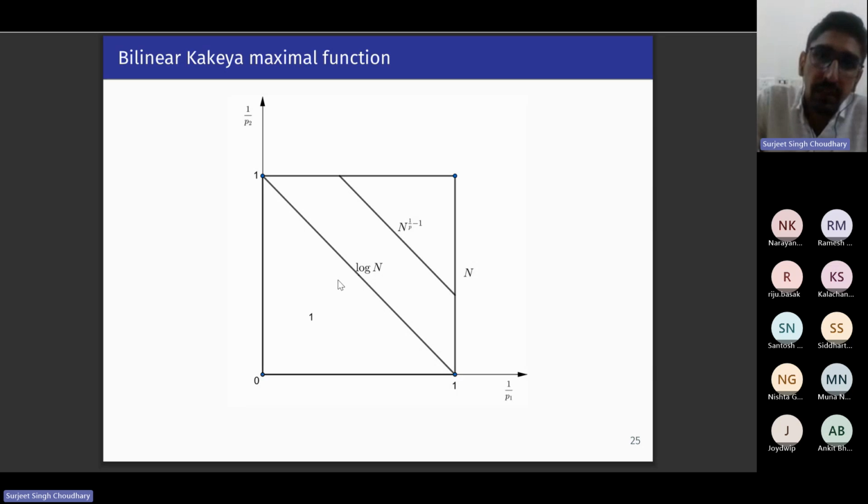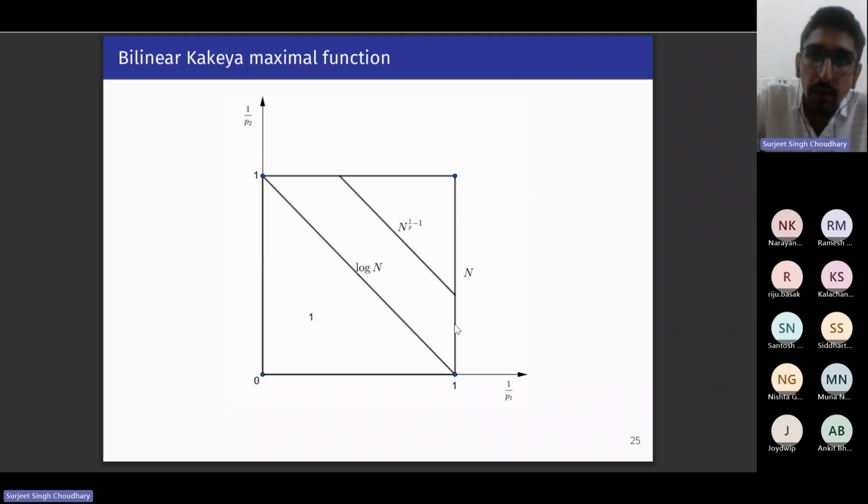So whenever p is strictly bigger than 1, that is below this line in this rectangle, the norm is just some constant. It does not depend on the eccentricity n. And when any p1, p2 is on this diagonal line, then the norm is some constant multiple of log n. And when any p1, p2 is on the line parallel to this diagonal, that is, this small p is fixed, then the norm is some constant multiple of n to the power 1/p minus 1.